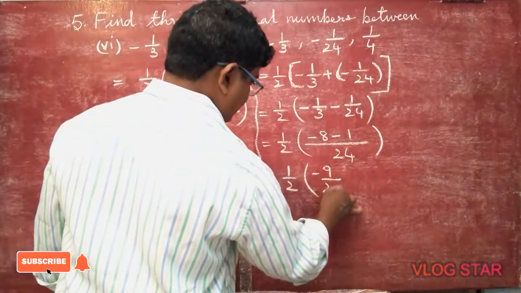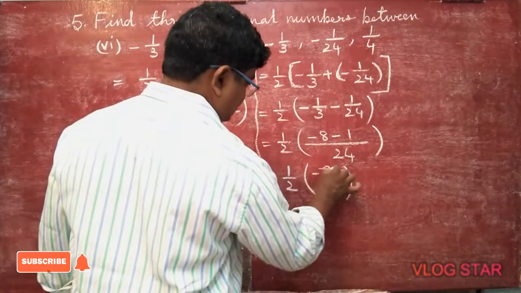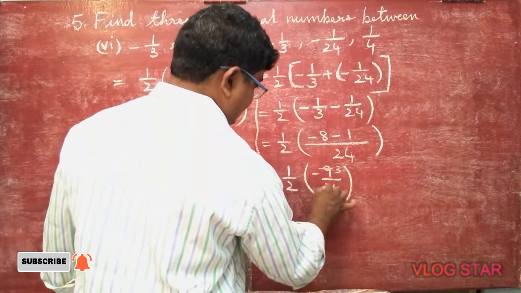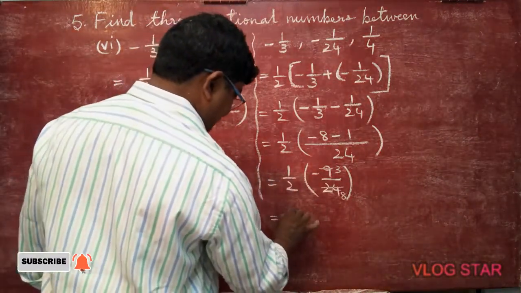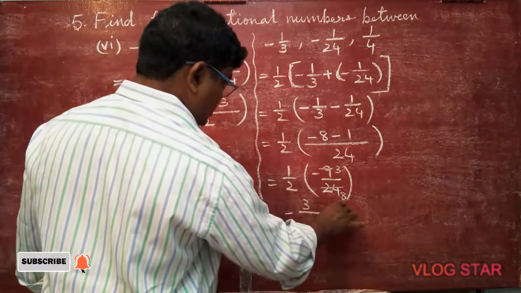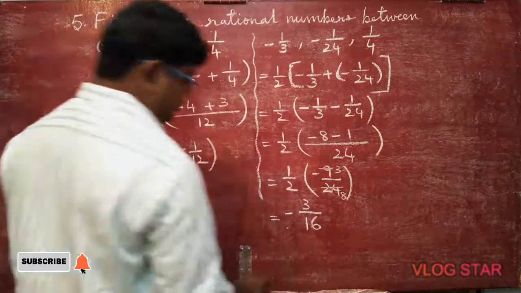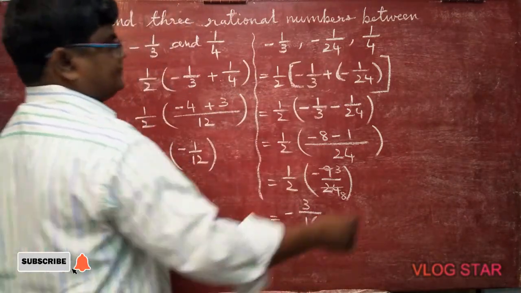Minus 9 by 24. 3 cancels: 3 goes 3 times, 3 goes 8 times. So plus into minus, minus. 1 3s are 3, 2 8s are 16. So in between these two we got minus 3 by 16.